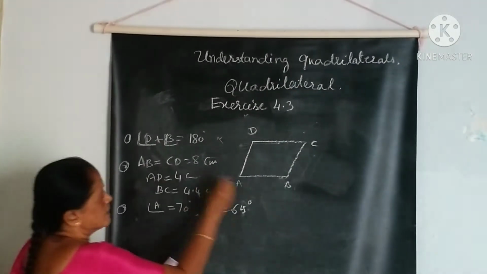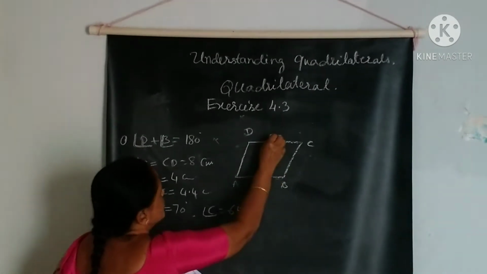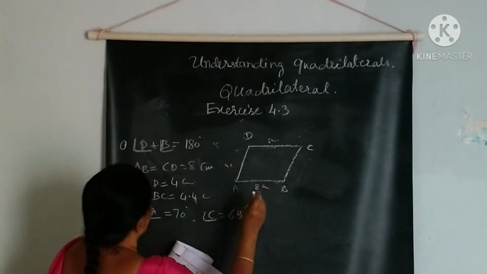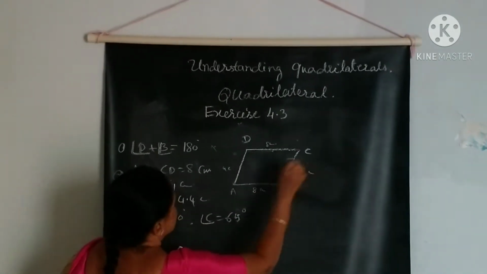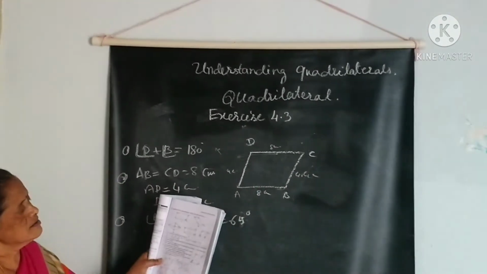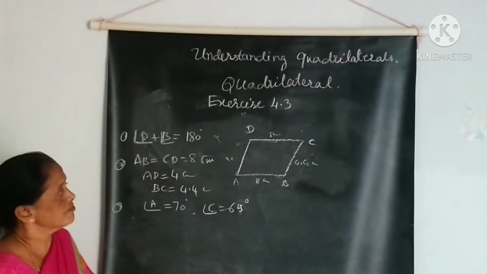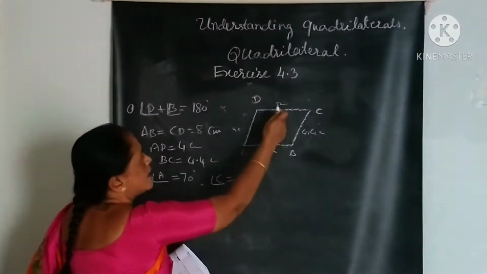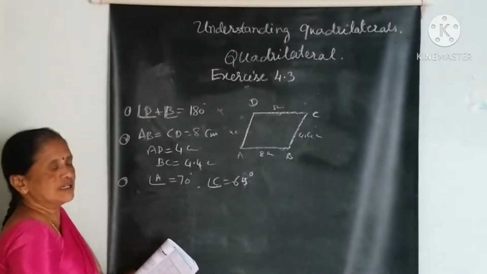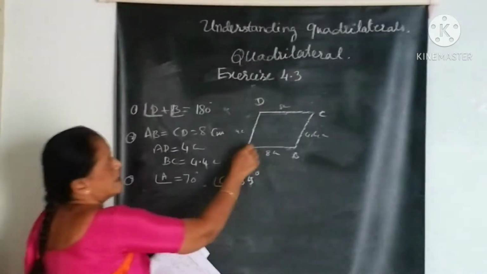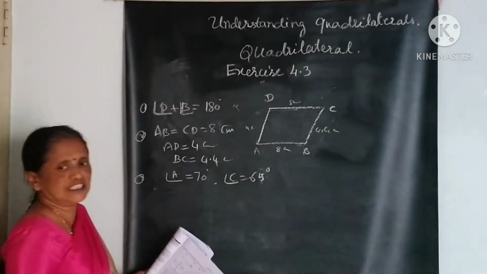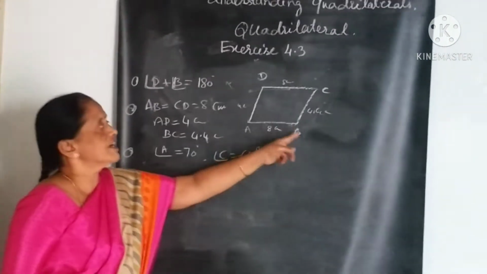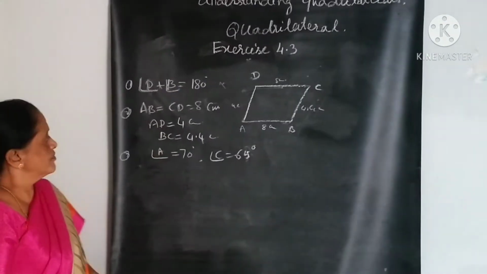AB is equal to CD. They are 8 centimeters. And AD is 4 centimeters and BC is 4.4 centimeters. Can this be a parallelogram? See this. AB is equal to CD. They are opposite sides. They are equal. Next one. AD and BC are the opposite sides, but they are not equal. So ABCD is not a parallelogram.